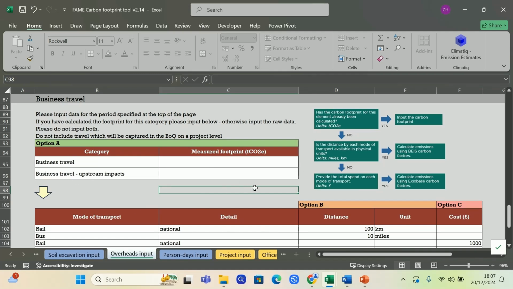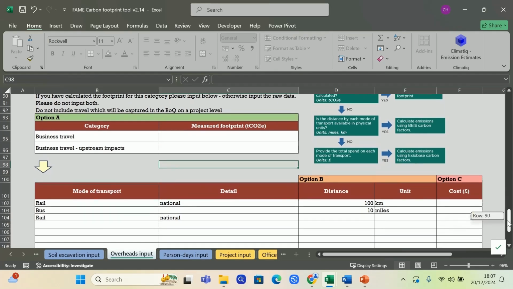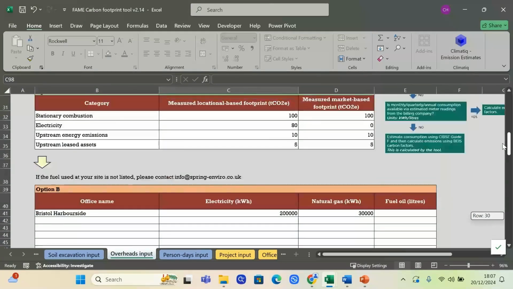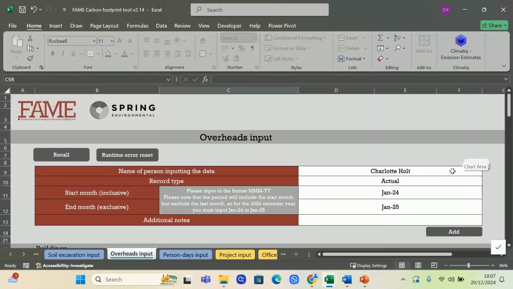We've included this option A because if you're already carrying out carbon footprint exercises, then it doesn't make sense to have to input all the raw data again, as you'll just be doing the same thing twice, and we want to try and reduce the time required to fill out this tool, make it as aligned with processes that already exist within your organisations as possible. So if we just add this in now, as I said, the overheads data is done on monthly resolution.